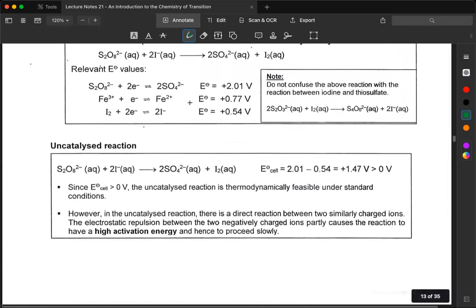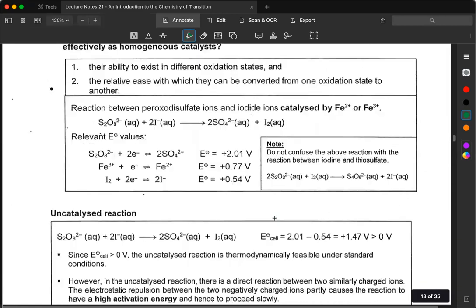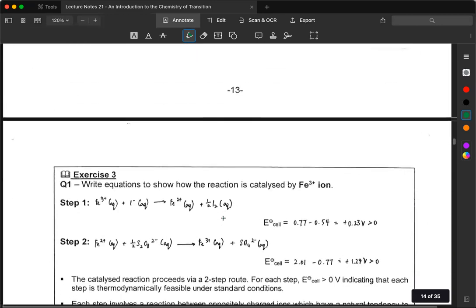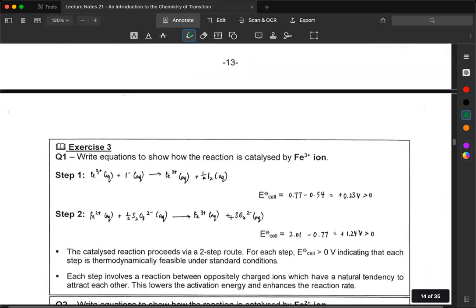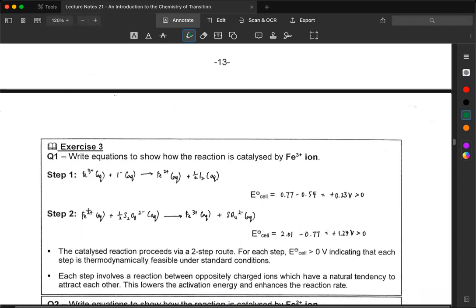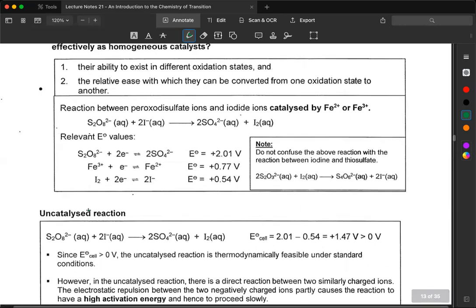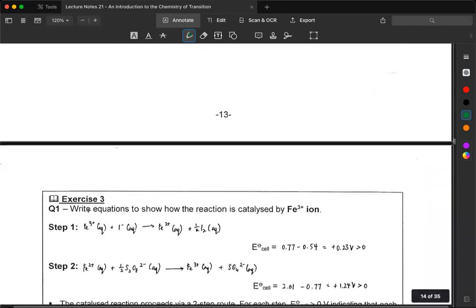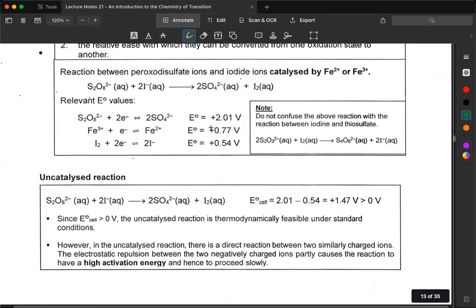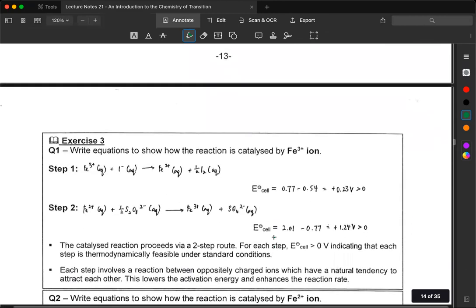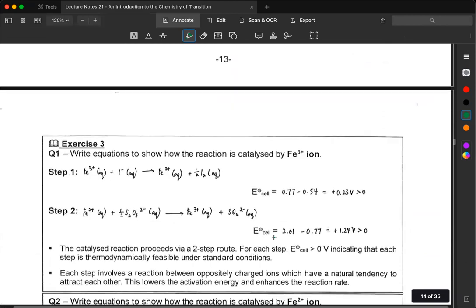And this is the E0 value of Fe3+. We will just take 0.77 minus 0.54 because we have I- become I2. So it's positive. Then we have the Fe2+ that forms from step 1 reacting with your S2O8 2-, the peroxodisulfate. That will be 2.01 minus 0.77. So you take the half reaction that is reduced minus the one that is oxidized. Always like that.